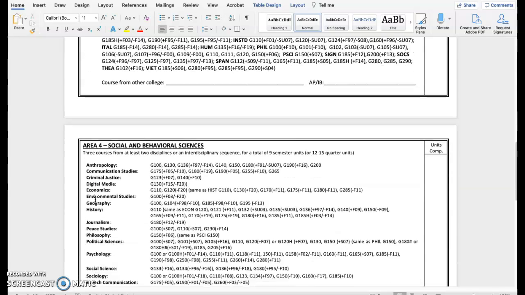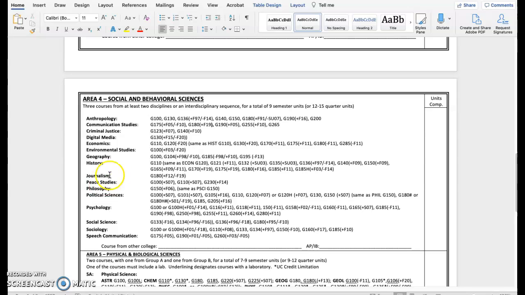The next requirement is area 4, the social sciences. In this area, I need, again, a total of 9 semester units. So in other words, 3 courses from at least 2 disciplines. So that means I need to take 3 classes, but they cannot all come from the same subject. So if, for example, I plan on taking political science, I can not only have 3 political science classes here to meet this requirement. I need to have at least 1 other class from another subject.